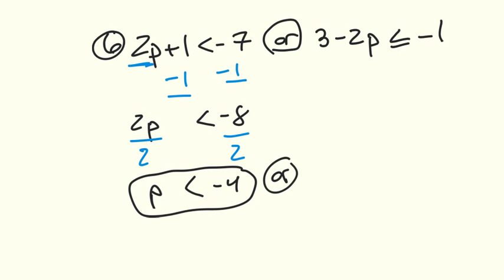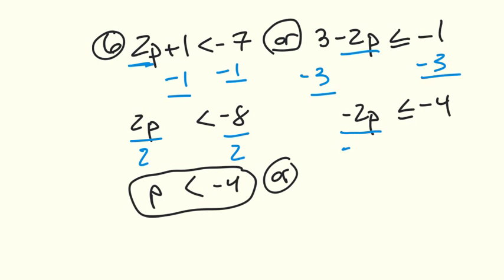Or, on the other hand, the second inequality, in order to isolate the term that has the p, we're going to subtract 3 on both sides. That's going to leave us with negative 2p less than or equal to negative 4. Notice that the negative up here sticks with the 2p. Next, we're going to have to divide by the coefficient in order to isolate the variable all by itself.